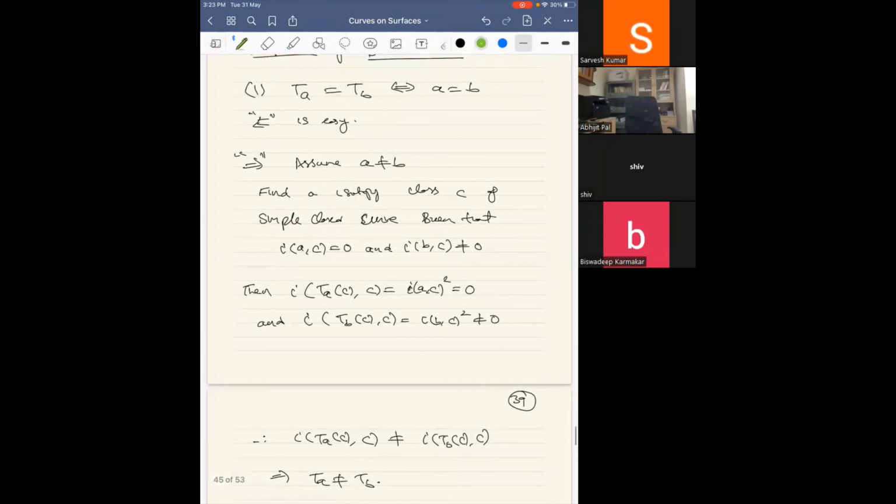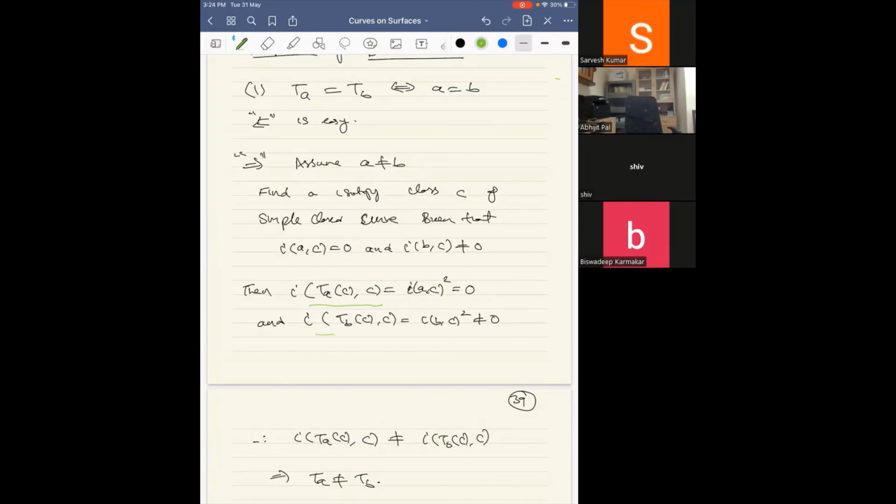So if this happens, then you can see the action of T_A and T_B is different on isotopy classes. Let's see why. Just look at this calculation. What is the geometric intersection number of T_A(C) and C? Here k is 1, and by that formula it is simply the intersection number of A and C squared. But the geometric intersection number of A and C is 0, so this gives you 0.